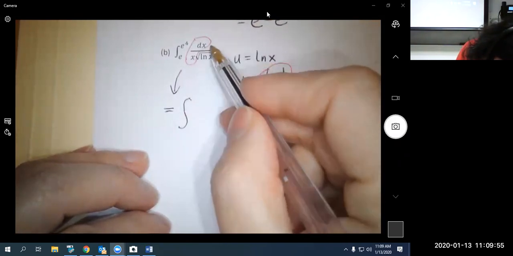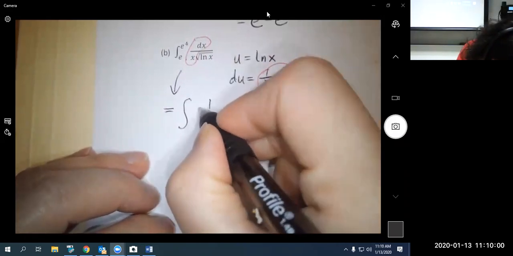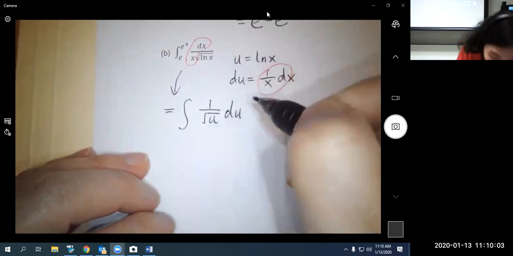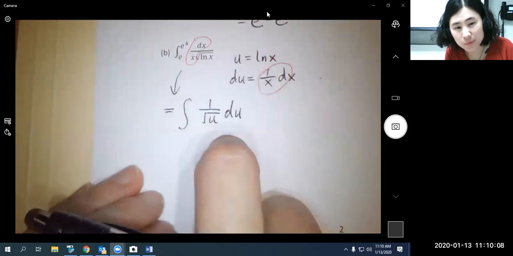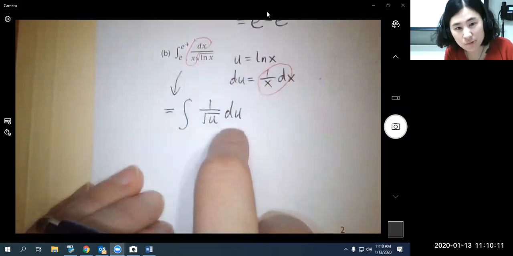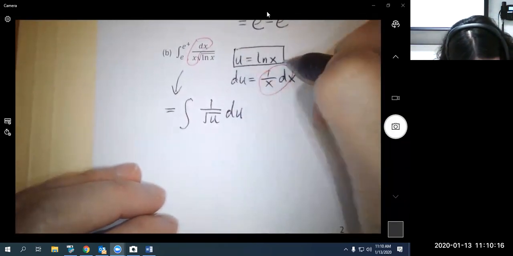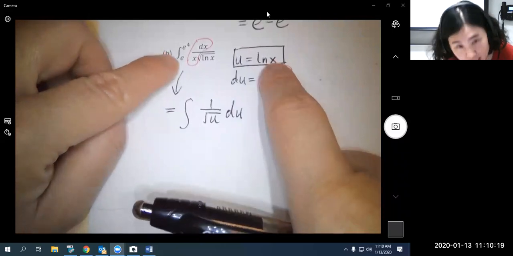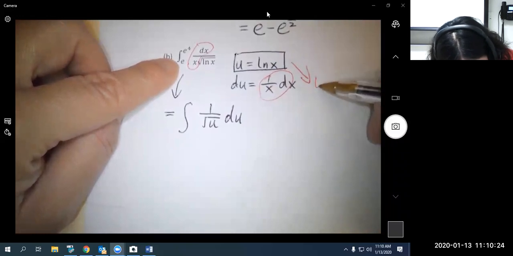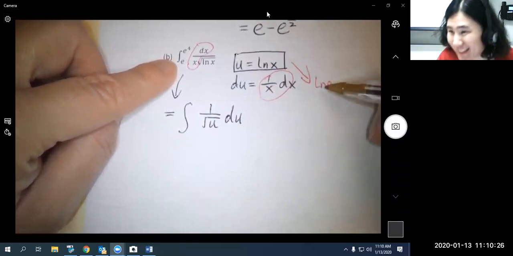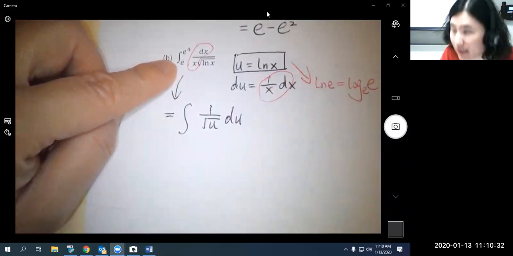And then we have a 1 over square root of u, right? So we should have 1 over square root of u du. And dx over x is du. And then to compute the limits, use the substitution. When x equals e, u should equal what? ln e. What is ln e? Log to base e of e is 1.